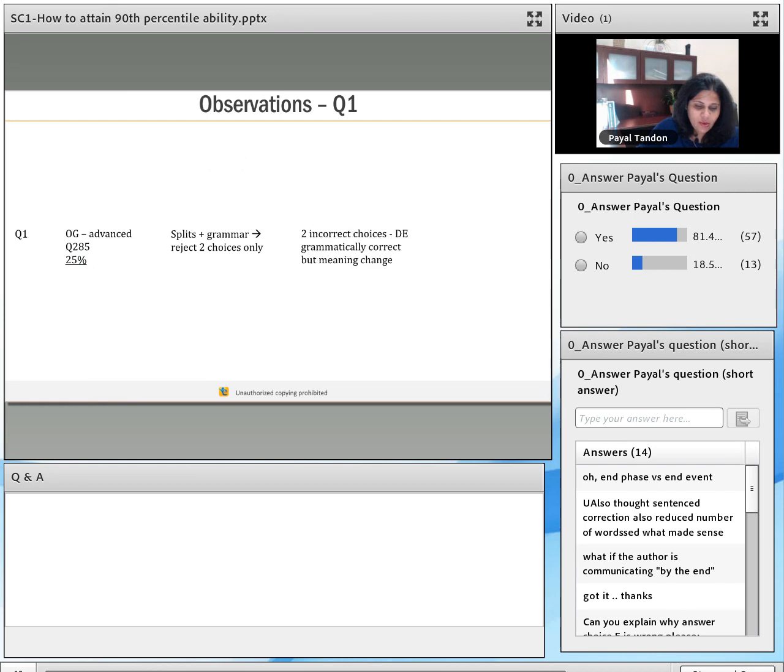All right, so here are some observations which we have already talked about. If you do splits plus grammar, you reject two choices. The remaining two incorrect answer choices are grammatically correct, but there is a meaning change. So again, 100% meaning understanding is required. From a pure grammar perspective, you could only reject two choices. For the other choices, there was a meaning change, but they were grammatically correct.